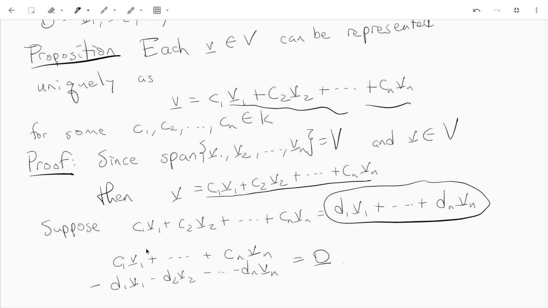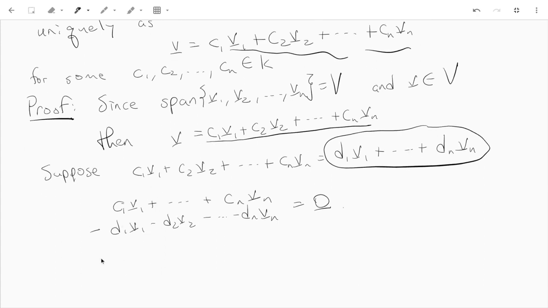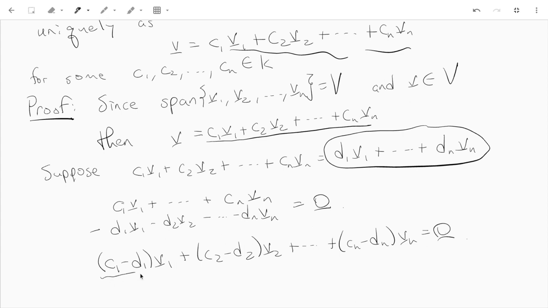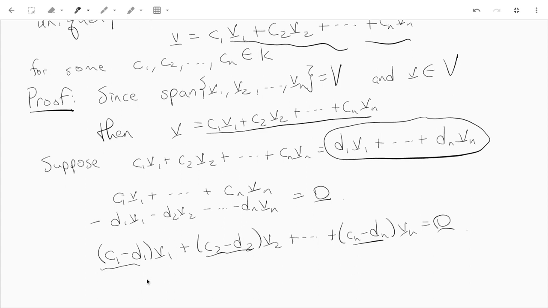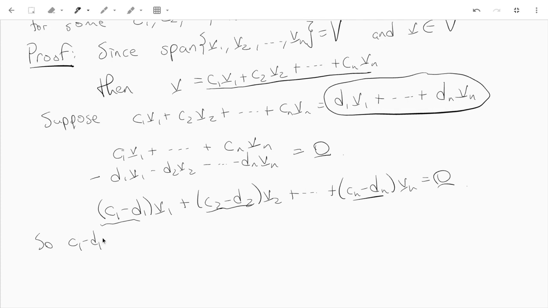And if you rearrange it, you'll see this is of the form (c1 minus d1) times v1 plus (c2 minus d2) times v2 plus ... plus (cn minus dn) times vn equals zero. But now v1 up to vn are supposed to be linearly independent, and here I have some scalars times the v_i's which gives me zero. So each of these scalars has to be zero. So we have c1 minus d1 equals zero, and so on. So all the coefficients are zero since v1 up to vn are linearly independent.